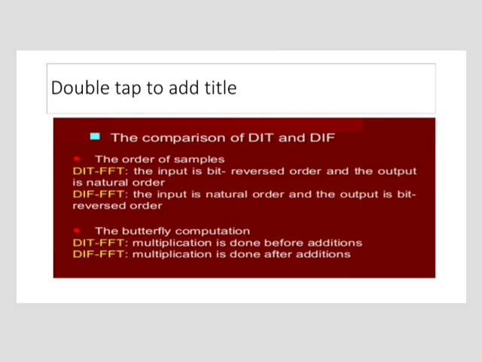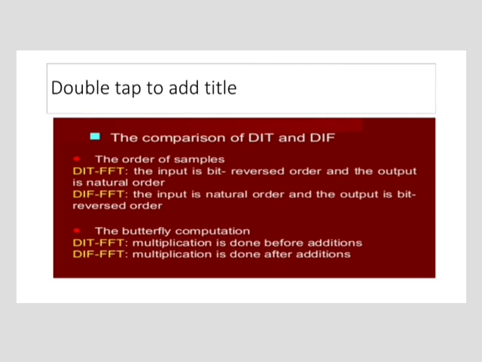Next is the comparison of DIT and DIF. The order of samples: in DIT FFT, the input is in bit reversed order and the output is in natural order, while in DIF FFT the input is in natural order and the output is in bit reversed order. That is, the input is bit reversed and the output is natural in DIT, and for DIF the output is bit reversed while the input is natural order.